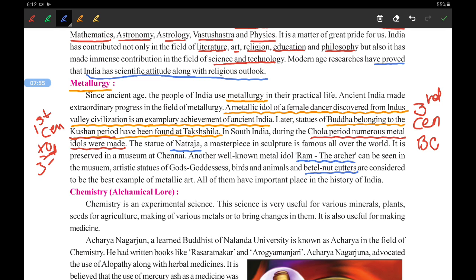What is betel nut cutter? Betel nut cutter is sudi for cutting betel nut. Betel nut means supari. Are considered to be the best example of metallurgic art. All have important places in the history, and these are some of them, right? There are a lot of others also, but these are some of the important pieces of art that have been discovered in India.